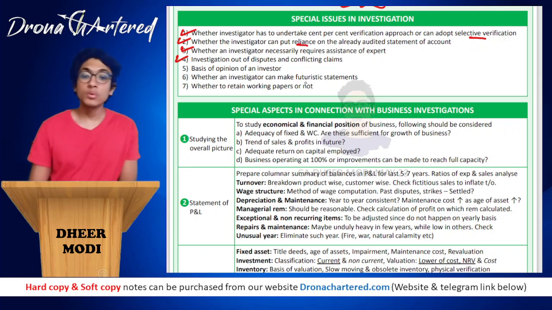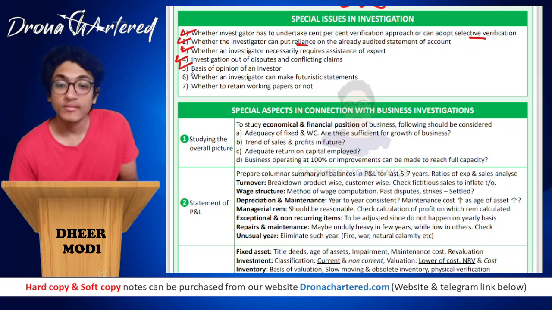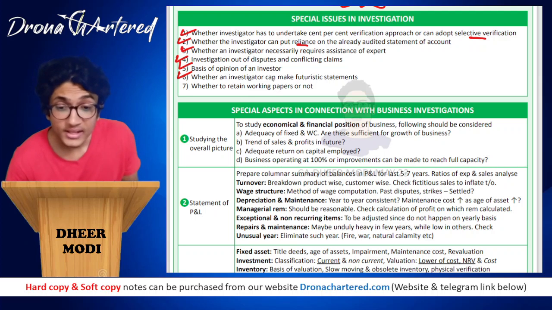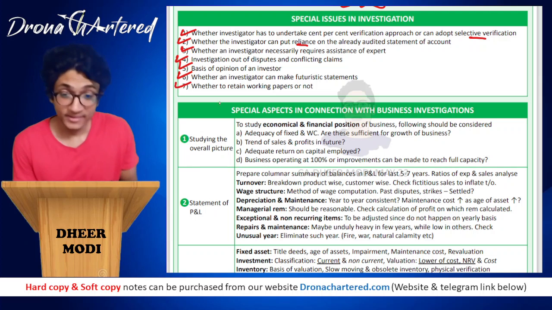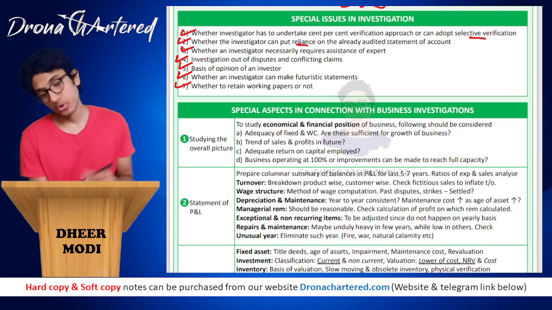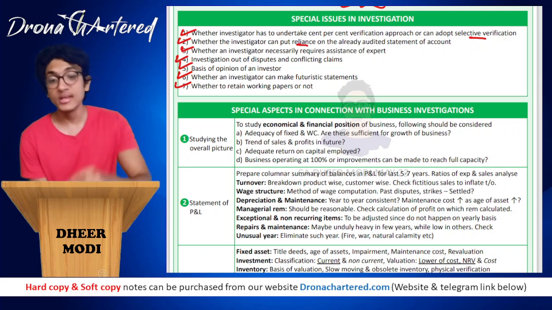Investigation out of disputes and conflicting claims. Basis of opinion of an investigator. Whether an investigator can make a futuristic statement, that means anything related to the future. And last is whether to retain working papers or not. That means whether the working papers of the investigator can be retained or not.